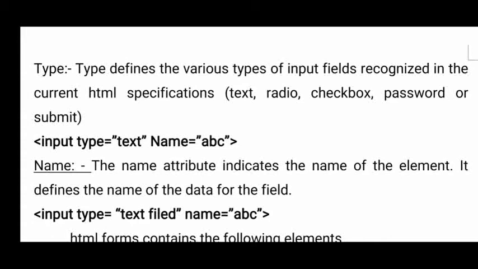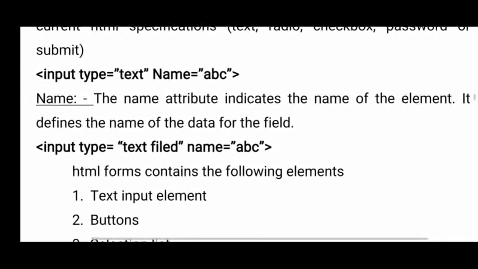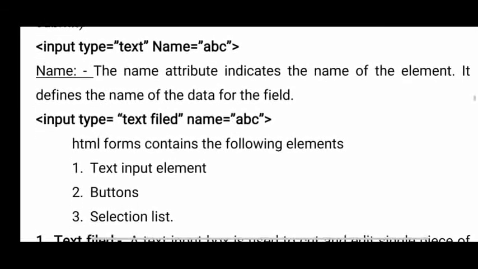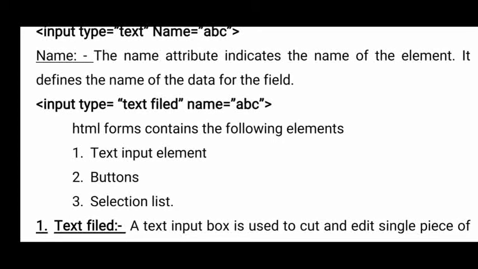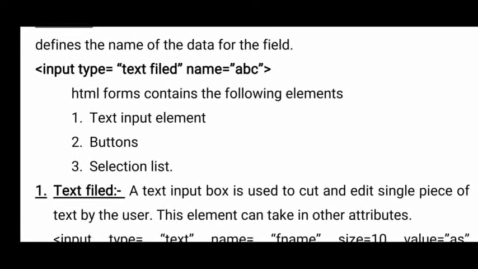And whatever information the user is entering is identified with the name attribute. You can give any name, but whatever input the user has given is identified with the given name. The name attribute indicates the name of the element. For example, username, and I have given one text box. Whatever information the user has entered in that text box is identified with the name attribute. See here: input type equals text, name equals ABC. You can give any name.